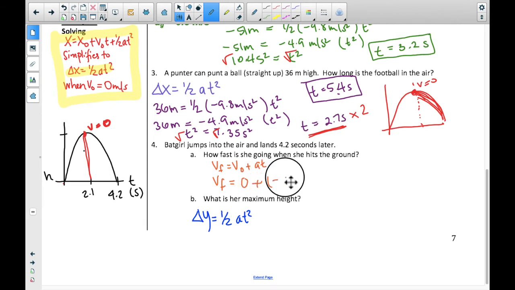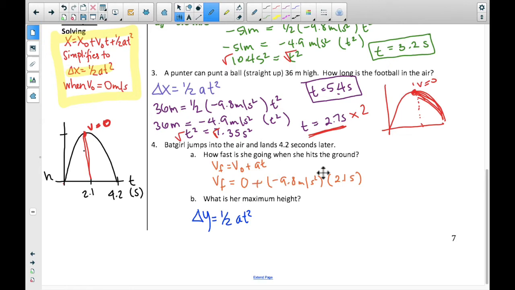The acceleration due to gravity is negative 9.8 meters per second squared. And we are multiplying that times the time, which in this case is only 2.1 seconds. Now, I will also say there are other ways to do this problem, but this is one of the ways, and this is a valid way to do it.